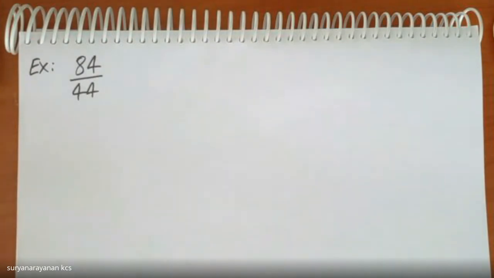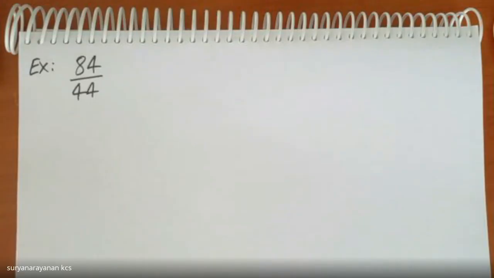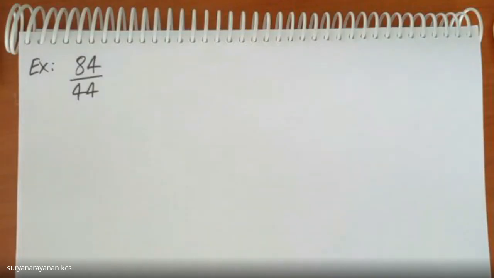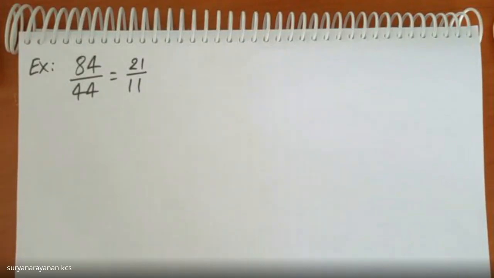Are you writing the given fraction in its lowest terms, my dear children? Yes, sir. Do it now. Take pen and paper and write. Sir, 21 by 11. Very good. How did you get 21 by 11? Sir, by using the division method. Which division method did you use? First, what did you find?